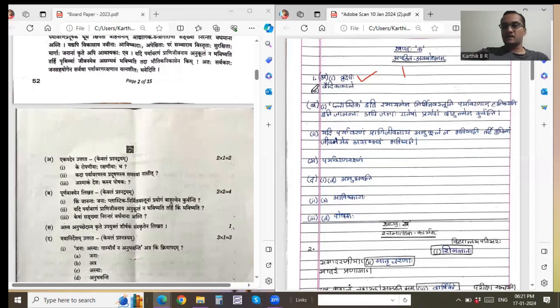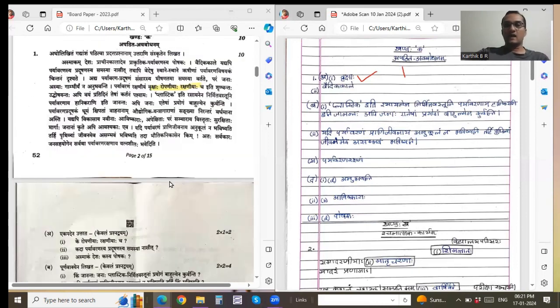Second question, kada paryavaranasya pradushanasya samasya nasit. The second question number is written properly. Kada means when. When there was no problem of paryavaranasya pradushanam, environmental pollution. If we start reading the passage, in the second sentence you see Vaidika Kale Yadyapi Paryavaranasya Pradushanasya Samasya Nasit. So the answer is Vaidika Kale, written correctly. So this also will get 1 mark. In the same manner, the valuation is done.